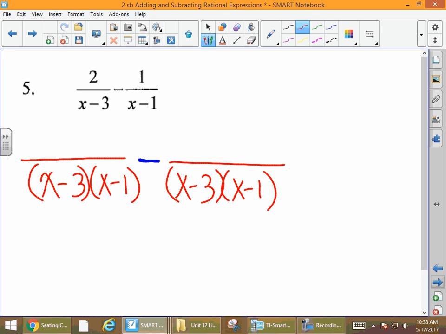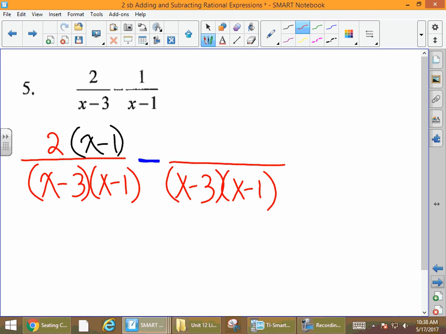And then we can ask ourselves, did we put anything into our first denominator? Well, we had an x minus 3 originally in there. Now we have x minus 3 times x minus 1. So we just put x minus 1 in there. The 2 is already there.